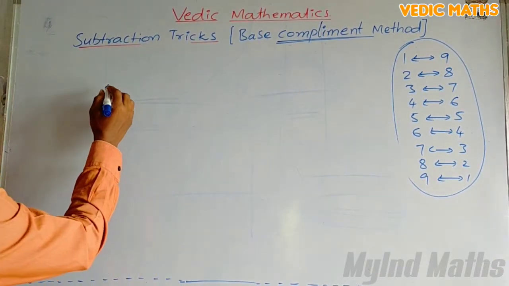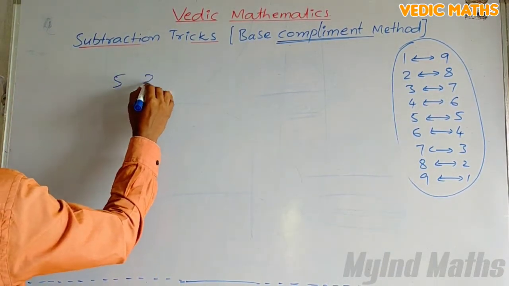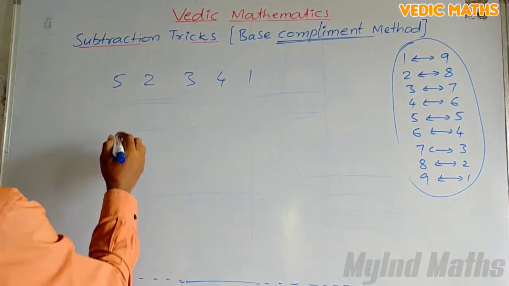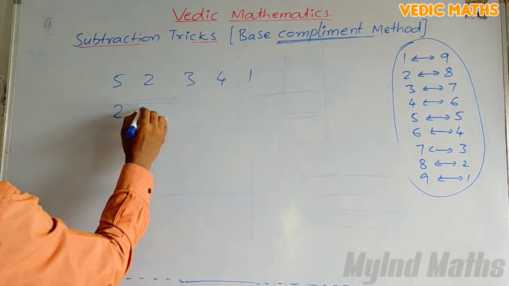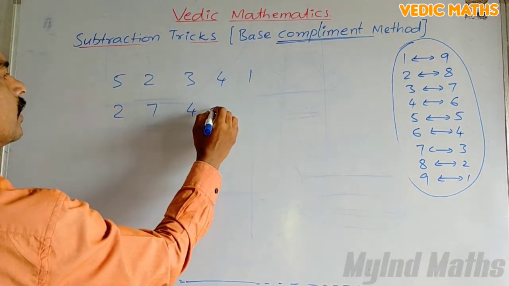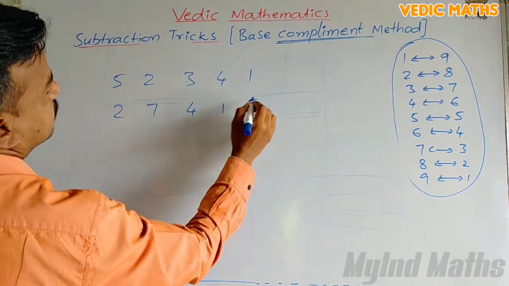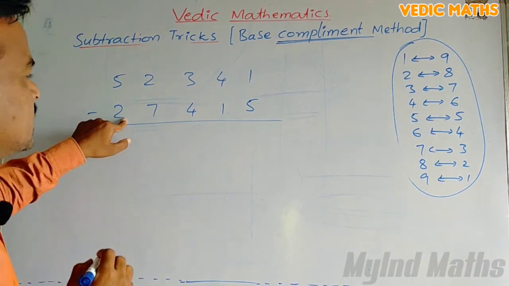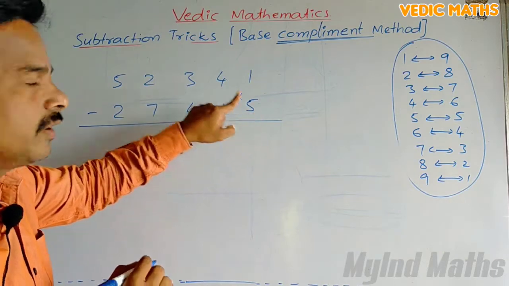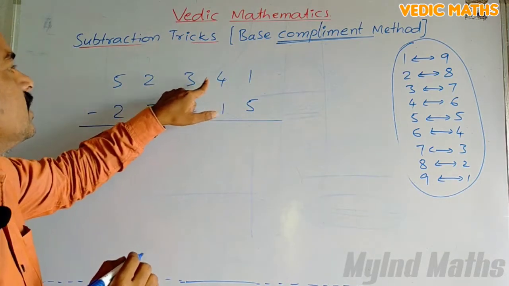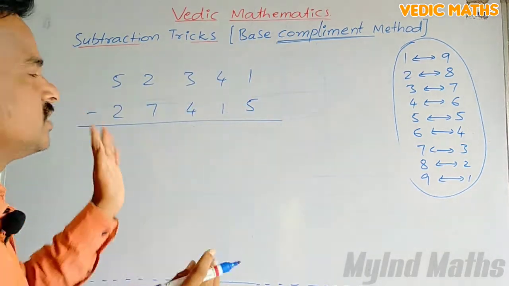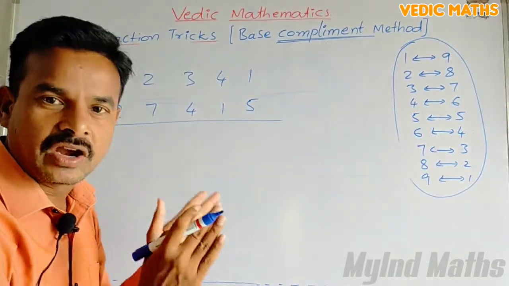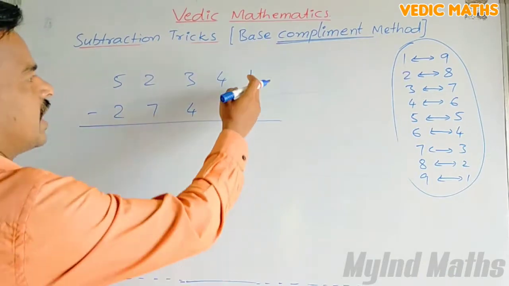Okay, I'm taking one number, 52,341. And next one more, 27,415. We are subtracting 27,415 from 52,341. In the regular, current modern method, we have to start from the right side and move to the left.